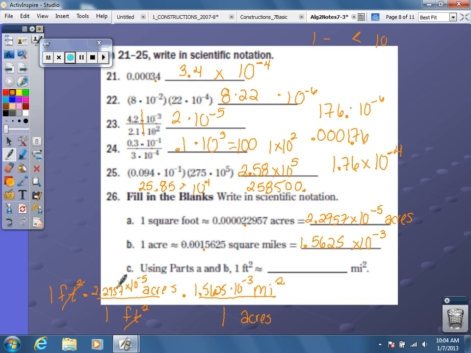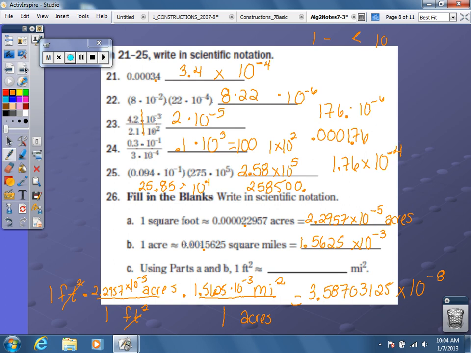So I'm going to multiply these two together, and I get 2.2957 times 1.5625. Ooh, I'm so happy it fits right into my calculator. 3.58703125 times 10 to the what? Well, negative 3 plus negative 5, negative 8. Itty bitty. That's a pretty tiny number.